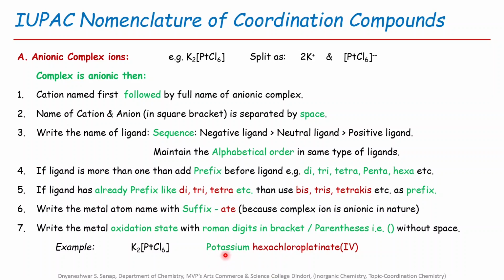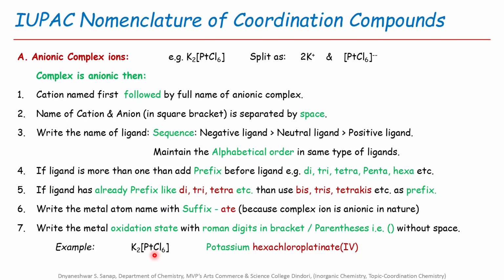First we write potassium, and after that we give a space. Potassium is written first because it is the cation present outside the square bracket in the coordinate compound, and that's why we write it separately. After that we write the one-word name of the complex ion without any space between prefix, suffix, name of ligand, name of metal atom or ion, and oxidation state. The complex ion is named according to the remaining rules.